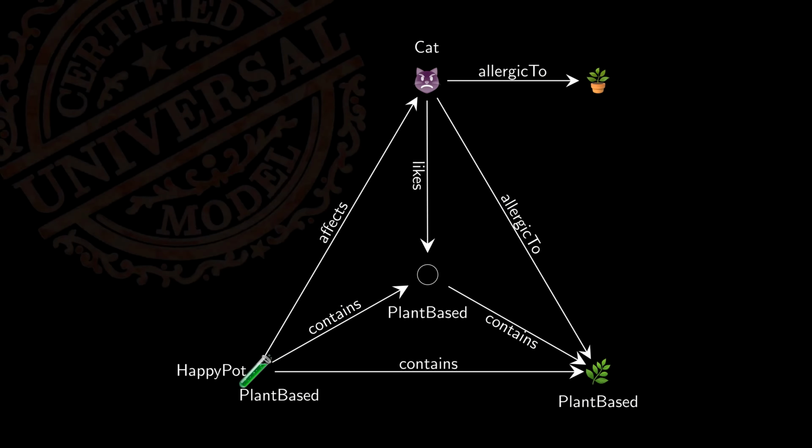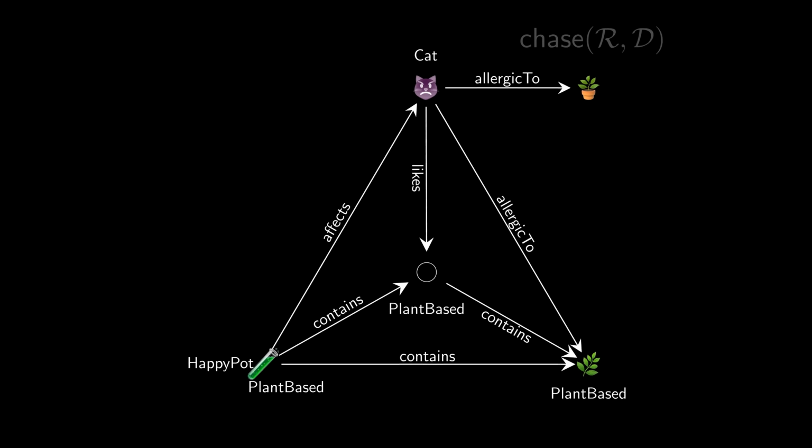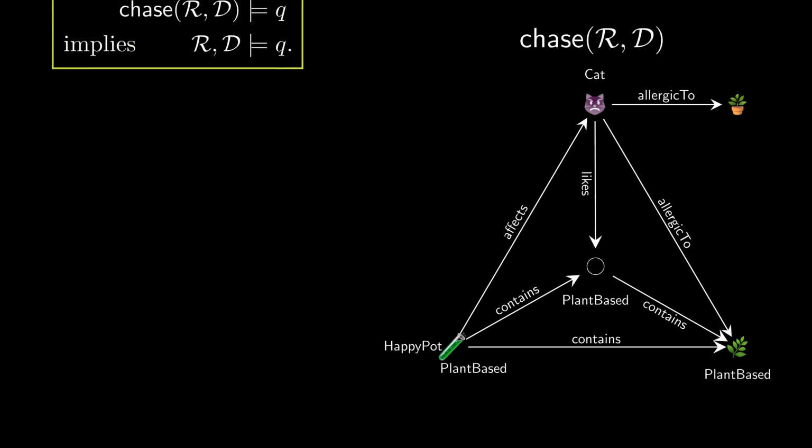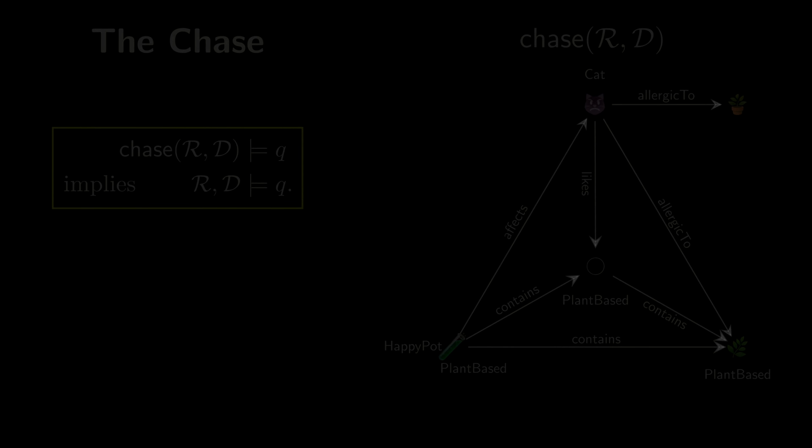The result of the chase is therefore called a universal model. This means that it has a homomorphism into every other model. And to evaluate a query, it is therefore sufficient to look at the result of the chase.